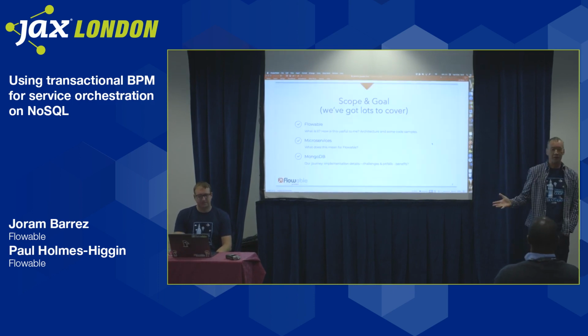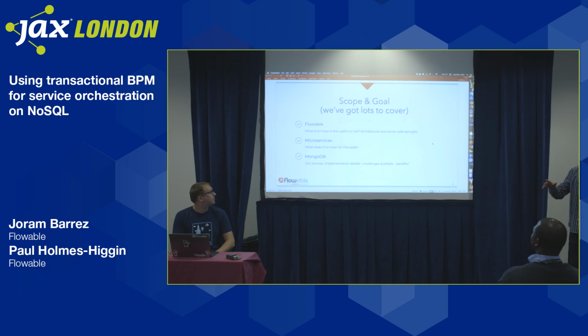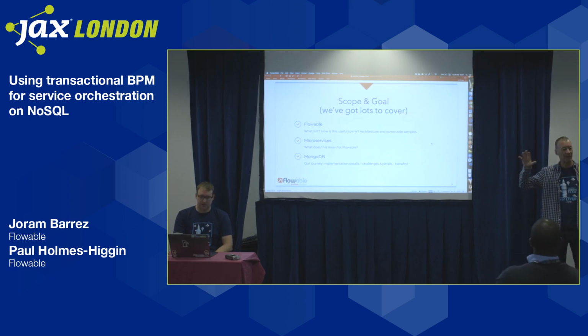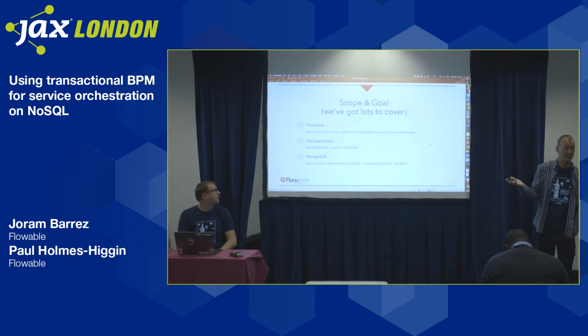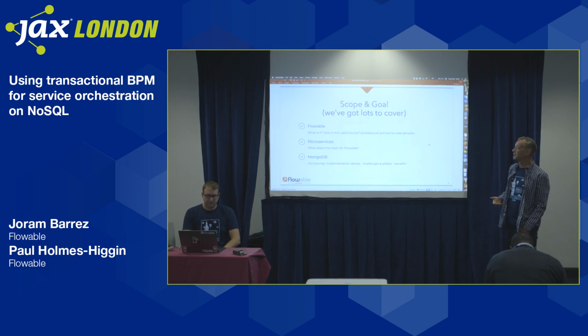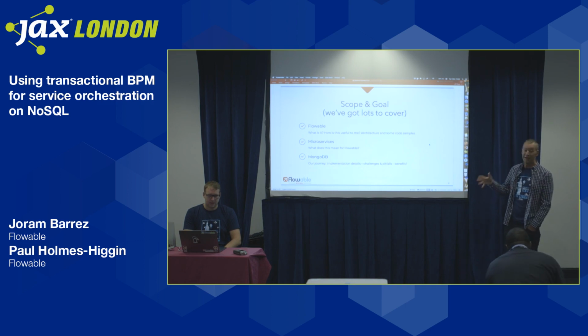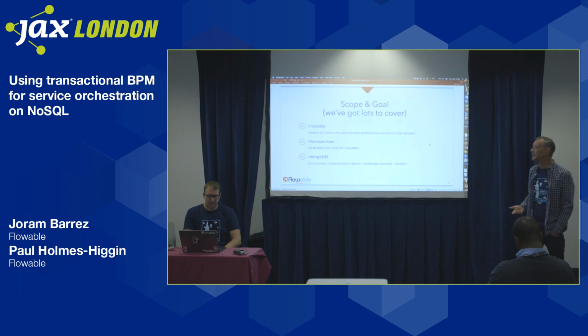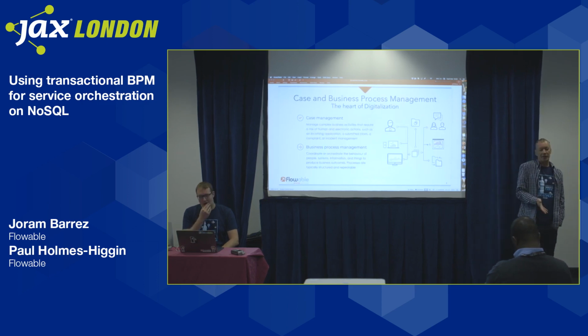Introduce you a bit to Flowable if you don't know about it already, and what it's about. Talk about microservices and the application of BPM to microservices, why they're relevant and why we're seeing a lot of people using BPM for microservice orchestration these days. And then we'll talk about our experiences of trying to get a transactional, traditionally relational database-oriented technology running on a non-relational database, MongoDB.